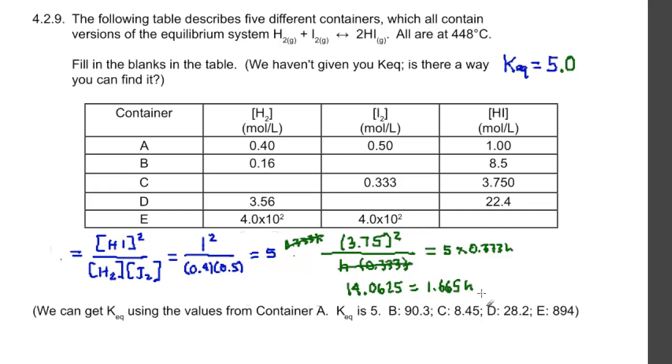H. Want H alone? Unfortunately, right now it's multiplied by 1.665, so do the opposite. Divide both sides by 1.665. Didn't give you enough space to work on this, and now I am punished for it because I have to work in the same small space. 14.0625 divided by 1.665 gives us 8.4459. 8.4459 moles per liter.